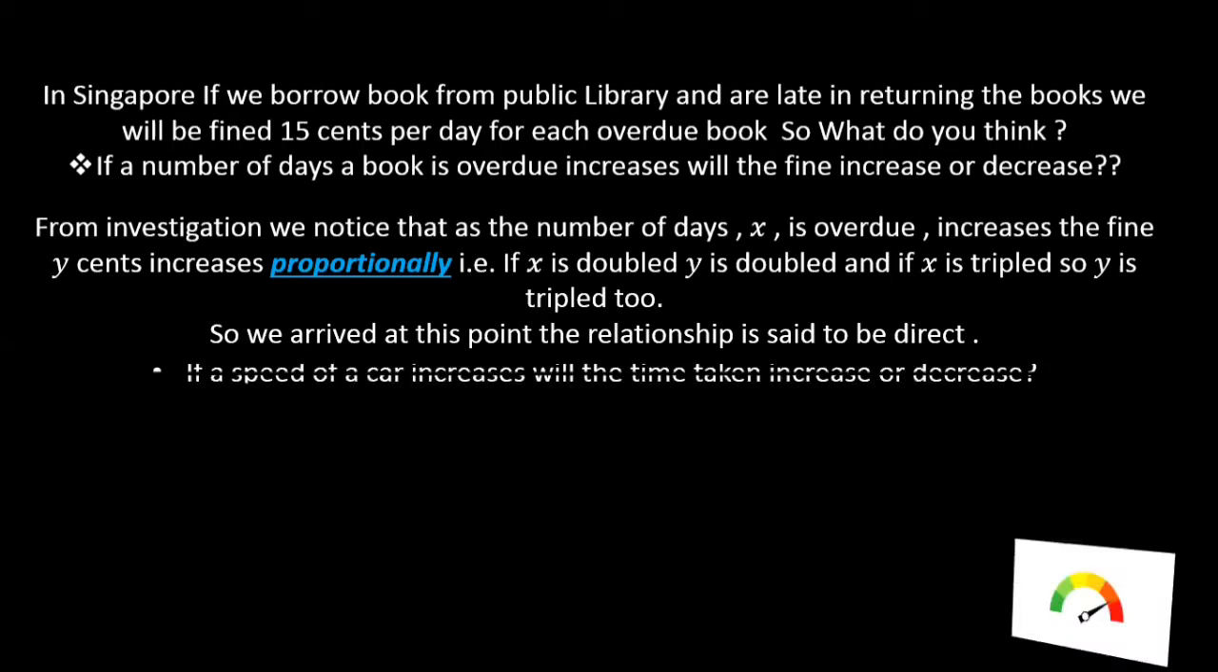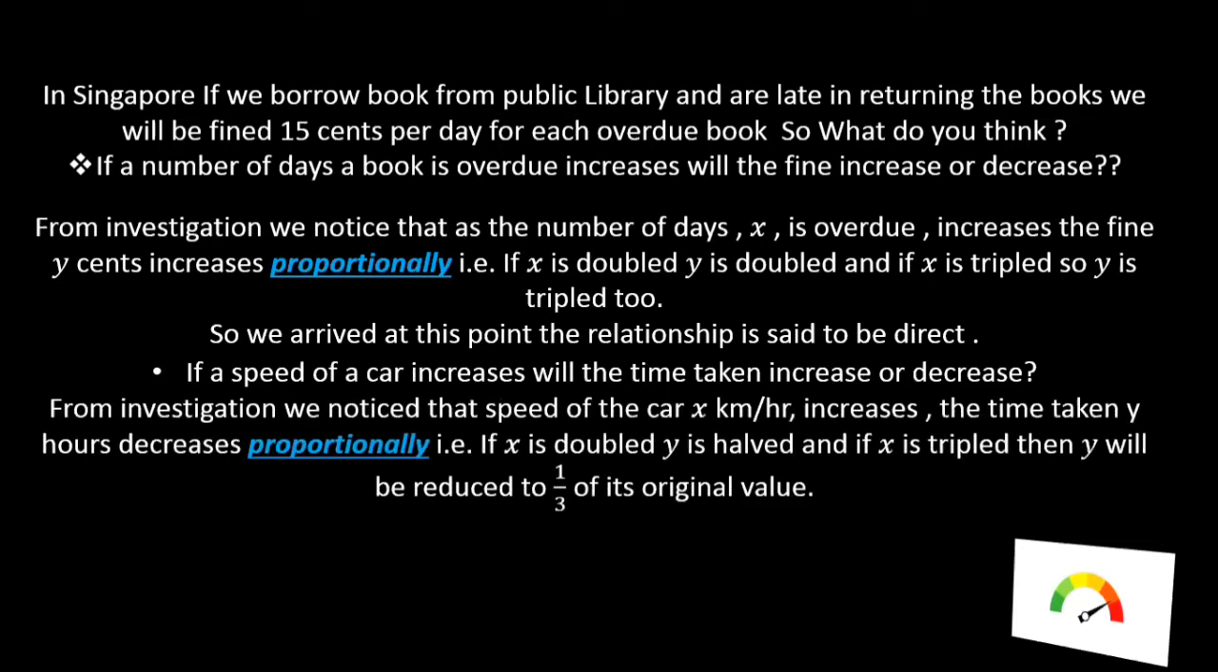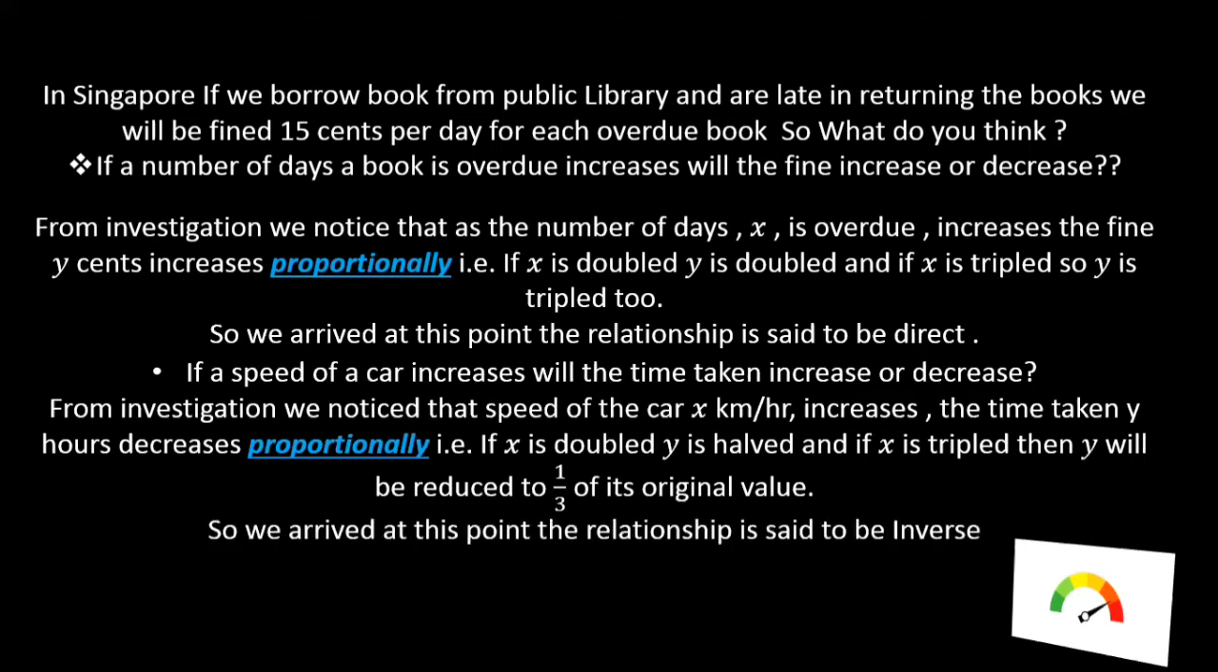On the other hand, if the speed of a car increases, will the time taken increase or decrease? We notice that as the speed of the car x kilometers per hour increases, the time taken y hours decreases proportionally. That is, if x is doubled, y is halved, and if x is tripled, y is reduced to 1 by 3 of its original value. So the relationship is said to be inverse.